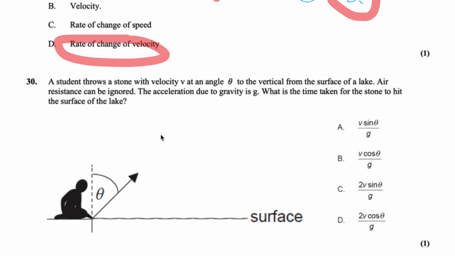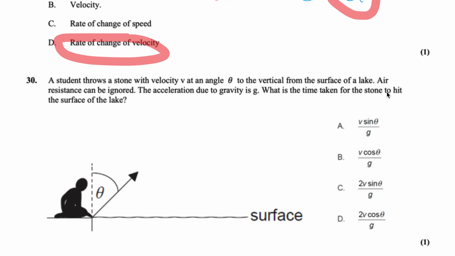Question 30. What time is taken for the stone to hit the surface of the lake? So you can just separate this into two stages. The first stage is when it's reached the highest point. And then the second stage, when it's reached the surface. We said these two are identical motion, just in opposite direction. So if we call this T1, this T2, T1 just equals T2. So we just need to work out T1.